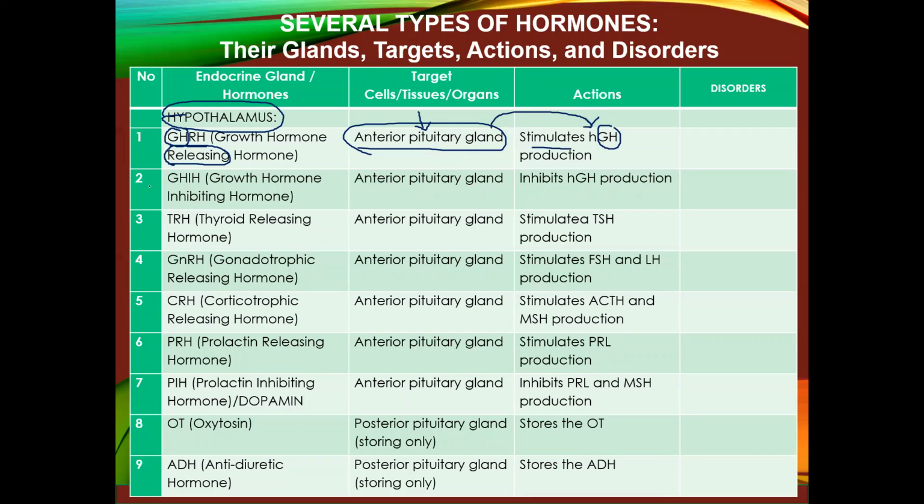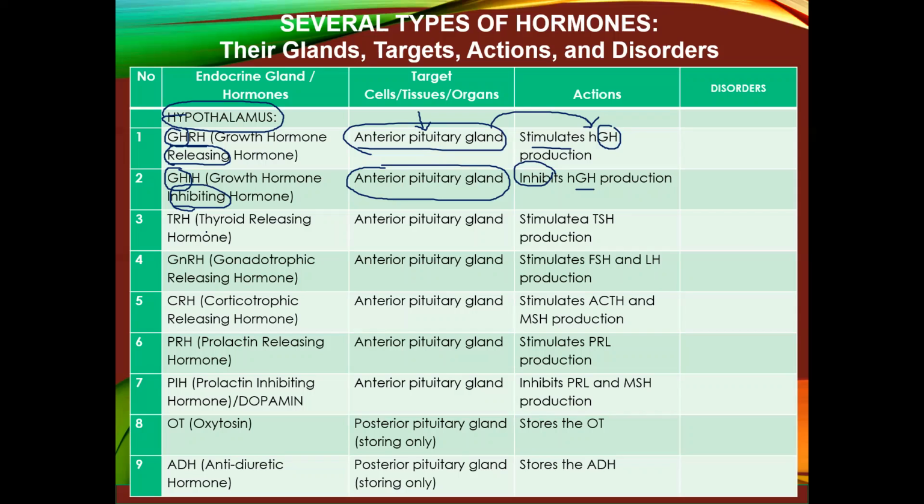The second hormone produced by the hypothalamus is called the growth hormone inhibiting hormone. And the name is telling you this one will inhibit the growth hormone. And because the growth hormone is produced by the anterior pituitary gland, the target will be the anterior pituitary gland. And the action will be to inhibit the production of growth hormone.